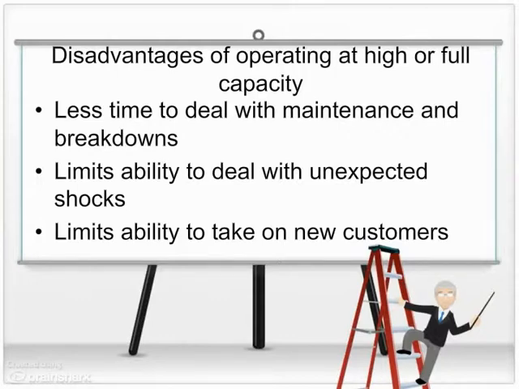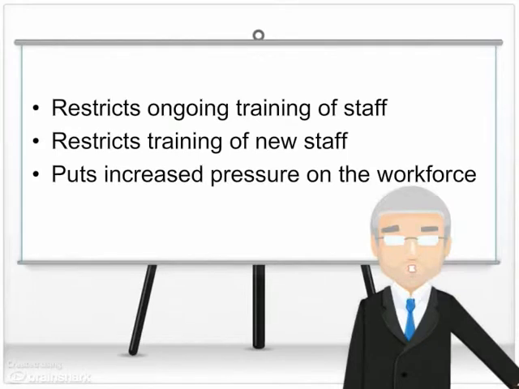Operating at full capacity will restrict training of existing staff and new recruits. This lack of training will eventually lead to a drop in productivity. In addition, being unable to train new recruits on the job might mean they have to be trained off the job, which is more expensive. Finally, operating at full capacity puts pressure on the workforce. They might be expected to work long hours, which may eventually reduce morale and motivation and the quality of the products they produce. Other problems caused by this stress are potential accidents because of tiredness and the possibility of increased turnover and absenteeism.